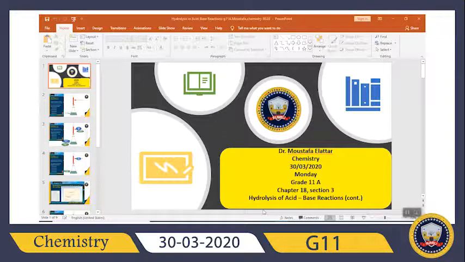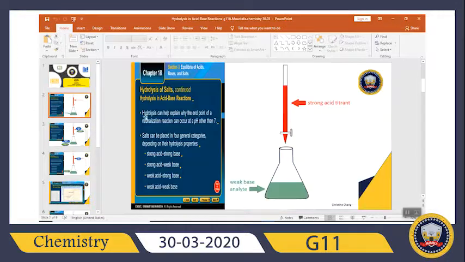Today we will finish section 3, and as we mentioned before, we have 4 types of hydrolysis of acid-base reactions. The first one is reaction or titration between strong acid and strong base. The second one is between strong acid and weak base. The third one is titration between weak acid and strong base. And the last one is titration between weak acid and weak base.